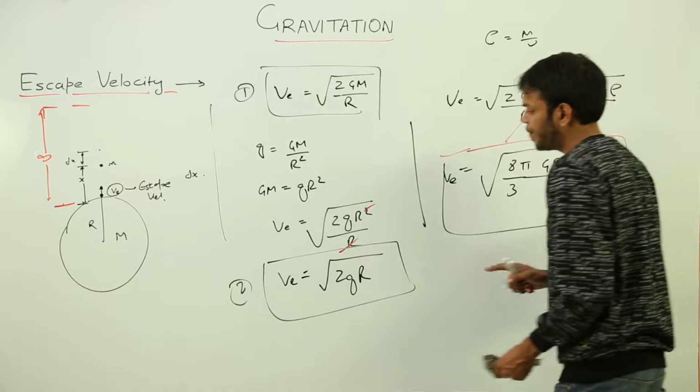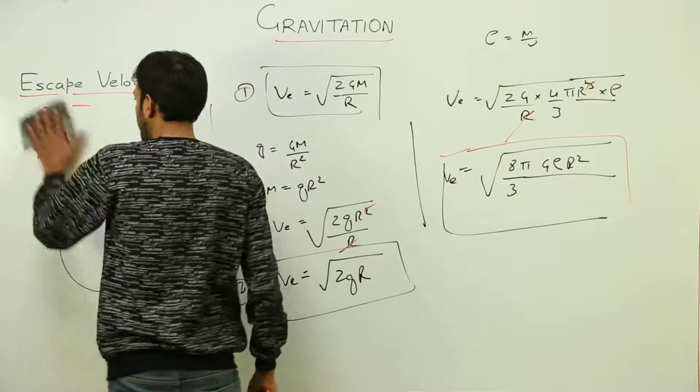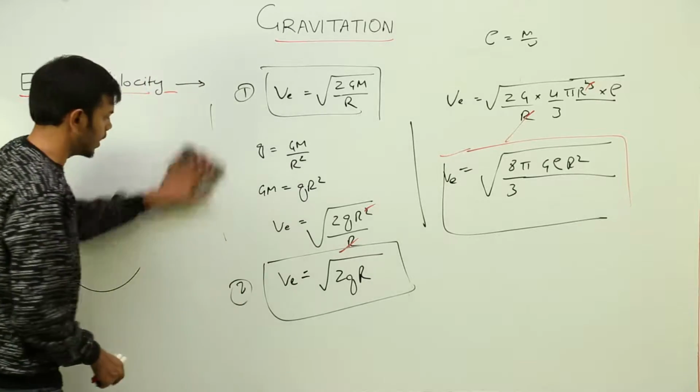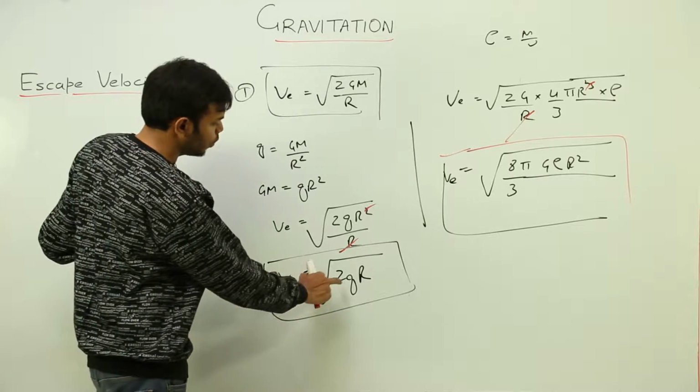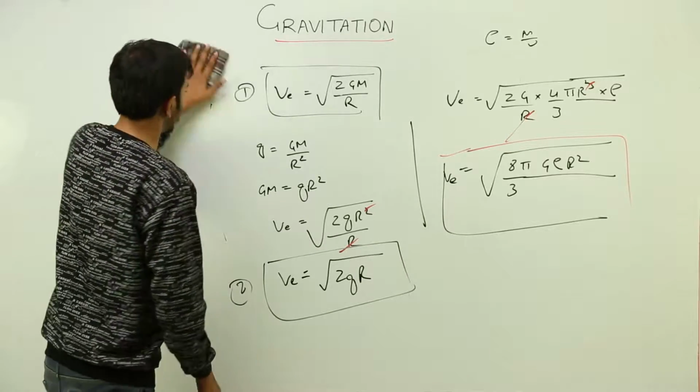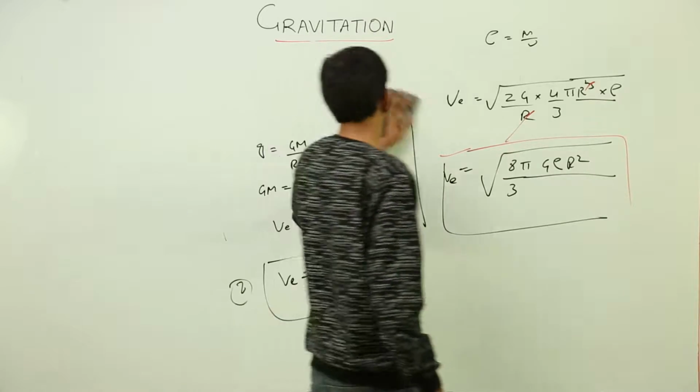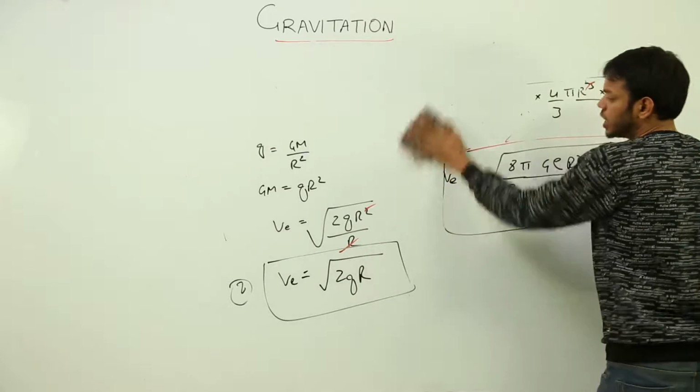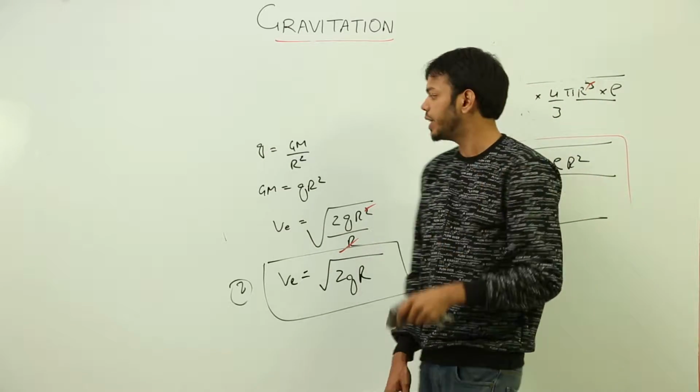Lastly, if you find out the value of escape velocity for Earth, in this equation you put the value of g and put the value of r as 6400 kilometers. What will you get? Solve it right now. You will get escape velocity is equal to 11.2 kilometers per second.